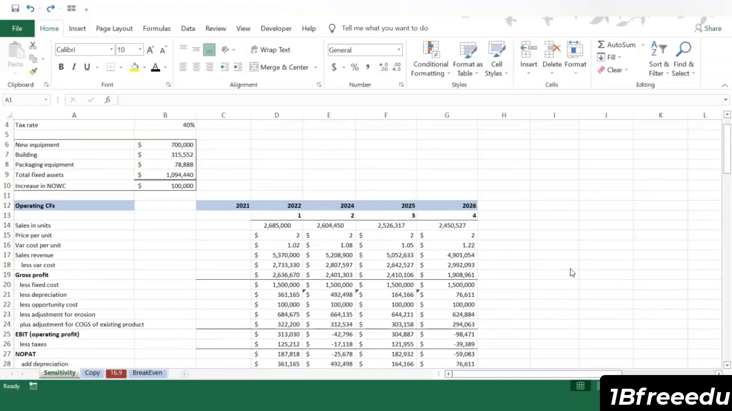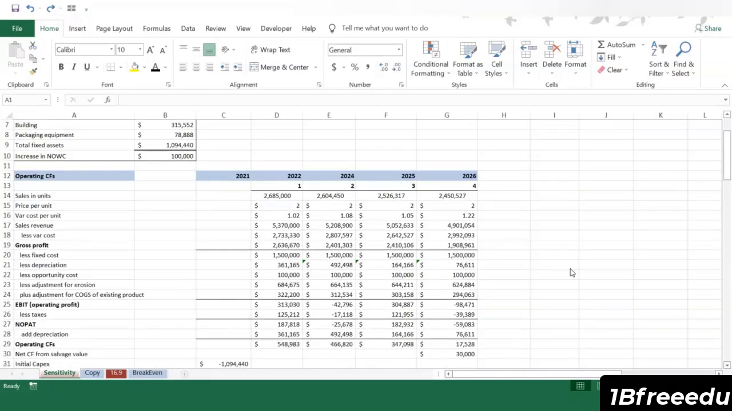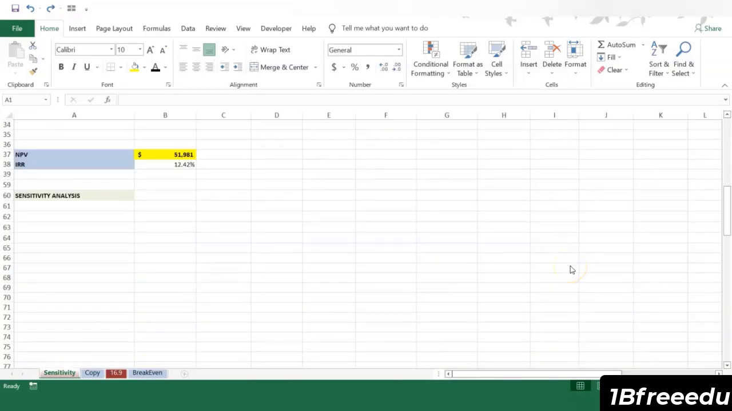And in finance, we would always like to know how the change in one variable will impact the other. And that is why we have the sensitivity analysis. Sensitivity analysis is the study of how the uncertainty in the output of a model can be apportioned to different sources of uncertainty in the model input. In order to find it out, we will use data table in Excel.